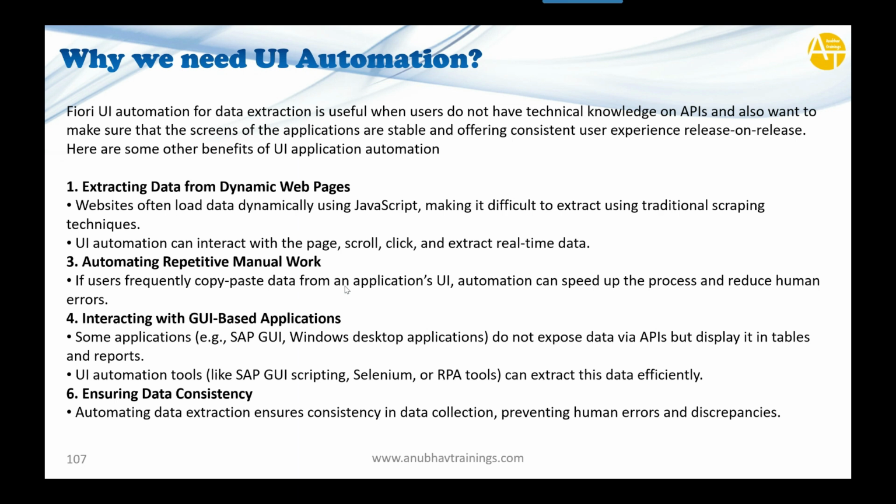Now the same customer number you would like to check back in the database table, and you want to match if what data is displayed on the UI is there in the database table or not. So that will help you to actually match the data to ensure that data consistency is there. So this is what UI automation will help us to achieve.